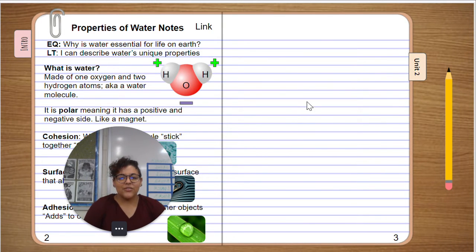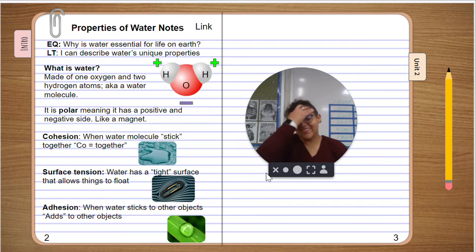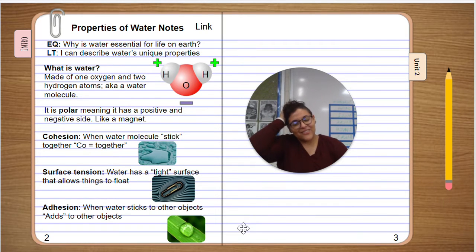All right, so our first set of notes, we are going to be talking about the properties of water. Our essential question for this unit is, why is water essential for life on Earth? So why do we need it? What's the big deal about water? Our learning target for today is that I can describe water's unique properties.